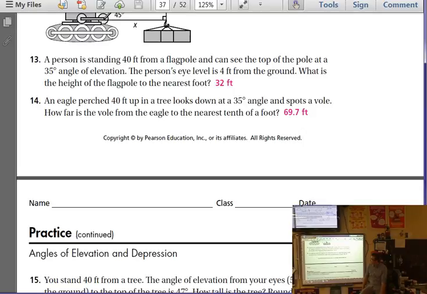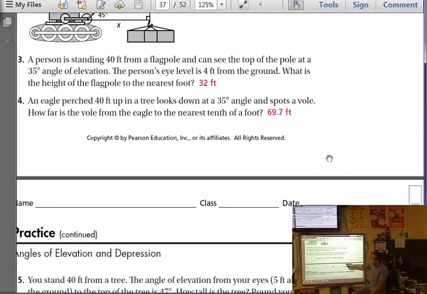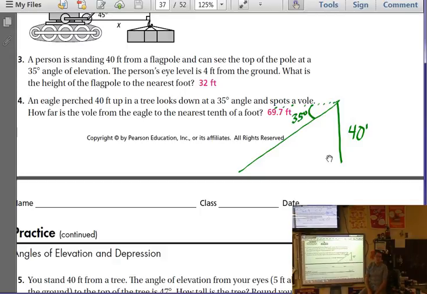14. An eagle perched 40 feet up in a tree looks down at a 35-degree angle and spots a vole. I don't know what that is. No, it's an actual thing. Is it related to a mole? Yeah, they're kind of like moles, I think. He looks down at an angle of 35 degrees. It's relative to the horizon. He's on top of the tree. His 0 degrees is the horizon. If he goes down 35, that's this angle.